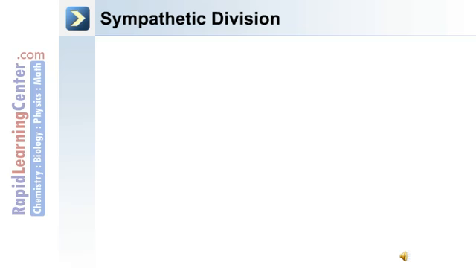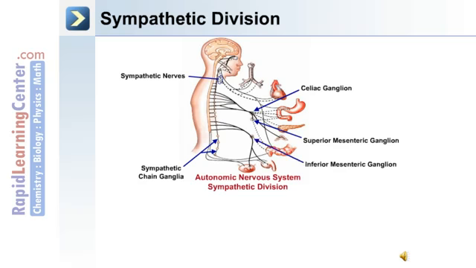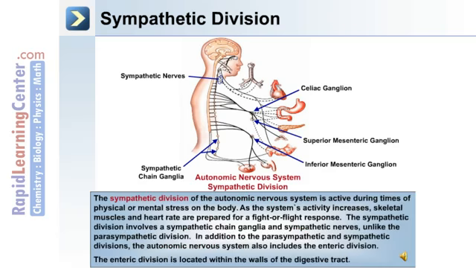The sympathetic division of the autonomic nervous system. The sympathetic division includes sympathetic nerves that extend from ganglia, such as sympathetic chain ganglia, and regional ganglia, such as celiac, superior mesenteric, and inferior mesenteric ganglia. The sympathetic division of the autonomic nervous system is active during times of physical or mental stress. As the system's activity increases, skeletal muscle and heart rate are prepared for a fight or flight response.